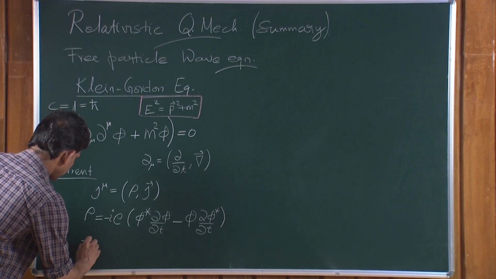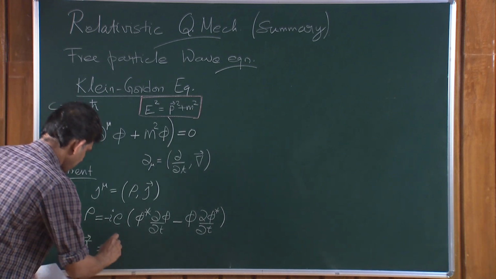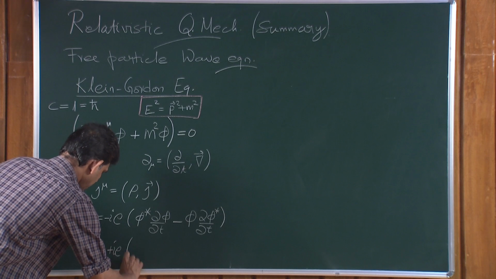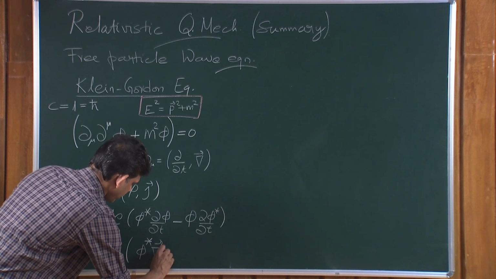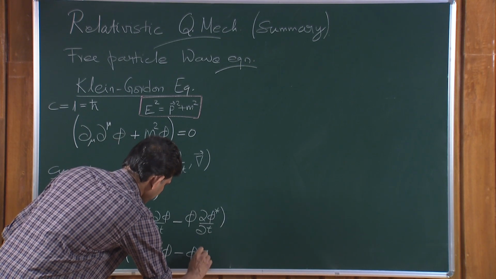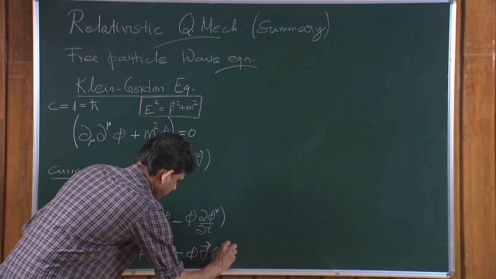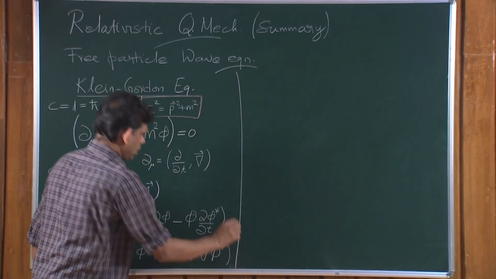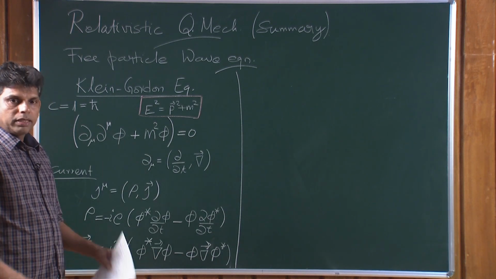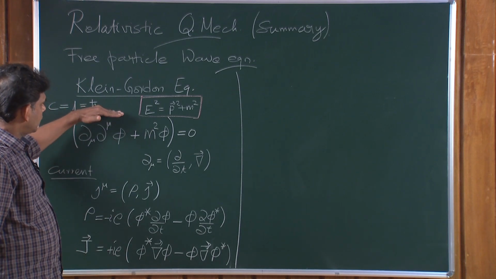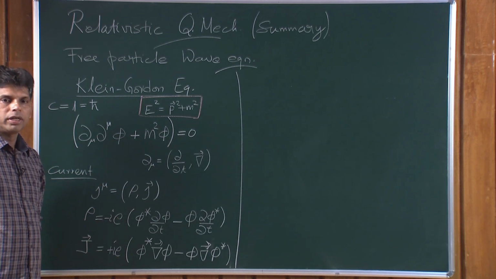And the 3 vector j is plus i E phi star gradient of phi minus phi gradient of phi star. This is something which we had already seen earlier, so I am not going to explain this any further, but essentially we had looked at the Klein-Gordon equation in detail at some point, and these are some of the things that we had discussed there.